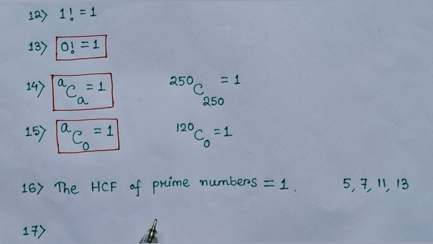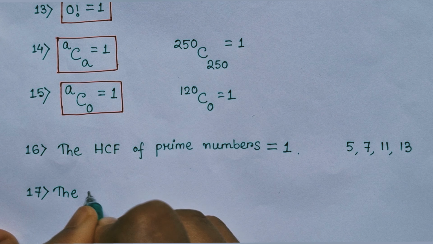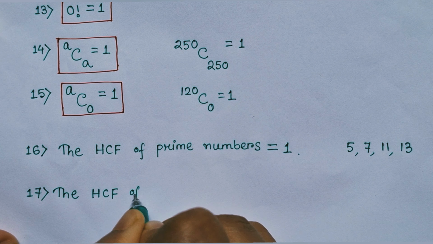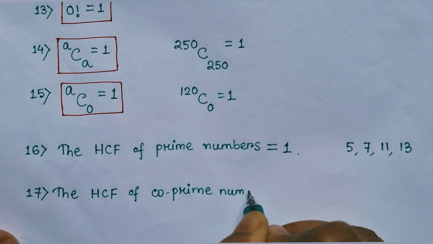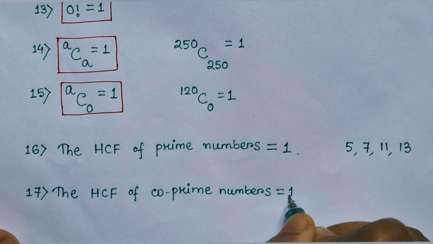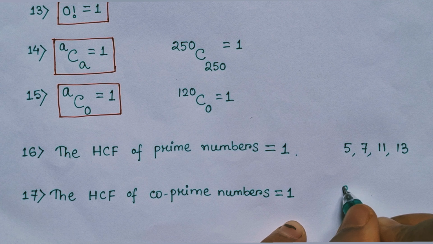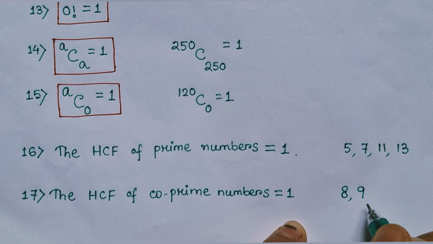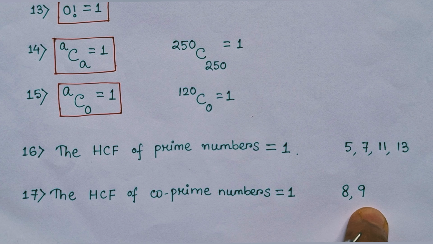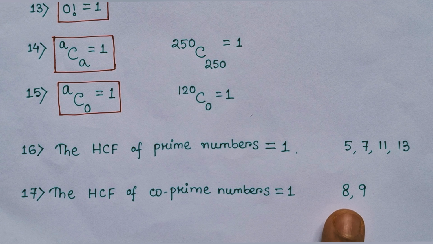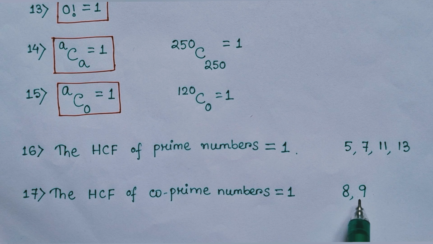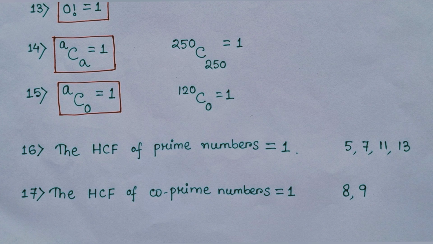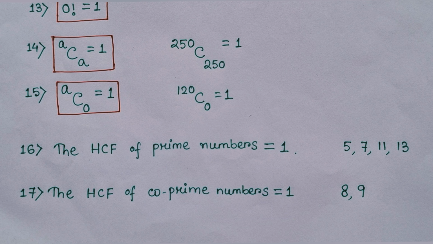Let's move to number 17. The HCF of co-prime numbers is always 1. What are the co-prime numbers? Suppose 8, 9. These are co-prime numbers. 8 is not a prime number, 9 is not a prime number. They are not prime, but they are co-prime with each other. So if you calculate the HCF of these two numbers, then you will get the HCF as 1. So we have completed till number 17. You have to remember all of those. These are very basic and very easy as well.